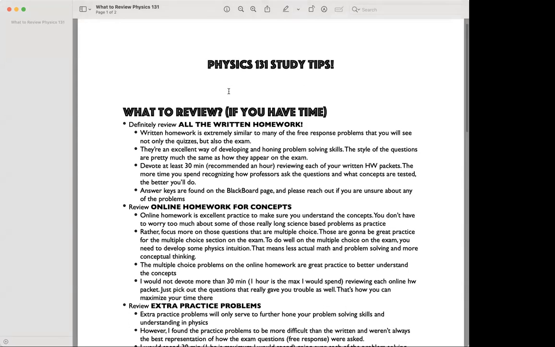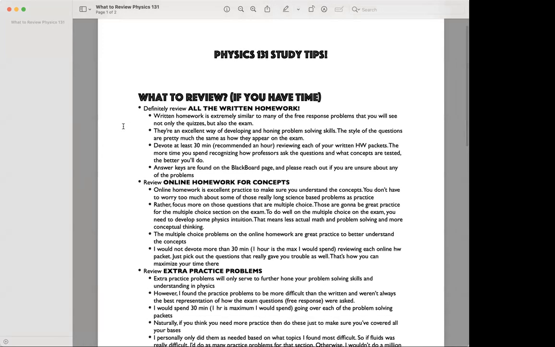So yeah, I created this document last semester. This is pretty much what you need to review. So I will definitely review all the written homework. Obviously, you only have one written homework so far. But any written homework you have is excellent practice for the quiz. It's really similar to the free response problems that you'll see on exams as well.